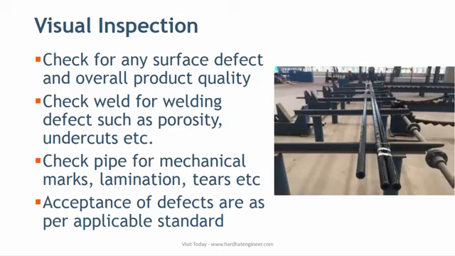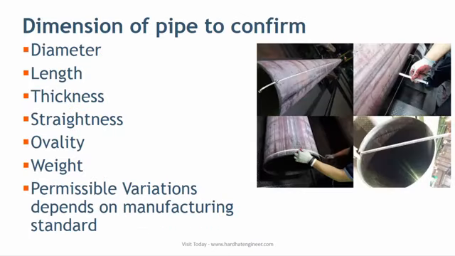Visual inspection is one of the most effective inspection methods used to check overall product quality. During visual inspection, you will check for the overall product finish, you will check for surface imperfection such as mechanical mark, lamination, tear or any other visual imperfection, and also check weld defect such as porosity, undercut, uneven weld bead and excess or underfill of weld material. Acceptance of these imperfections are as per applicable standard.